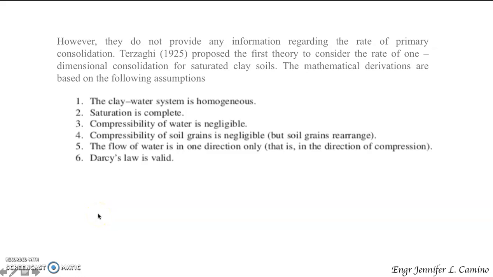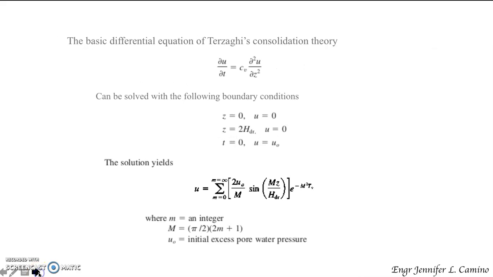Of course, we know that Darcy's law basically involves the discharge velocity and the permeability coefficient. So the basic differential equation of Terzaghi's consolidation theory is expressed in this form. This can be solved with the following boundary conditions. So we have here the boundary conditions for us to solve Terzaghi's consolidation theory.